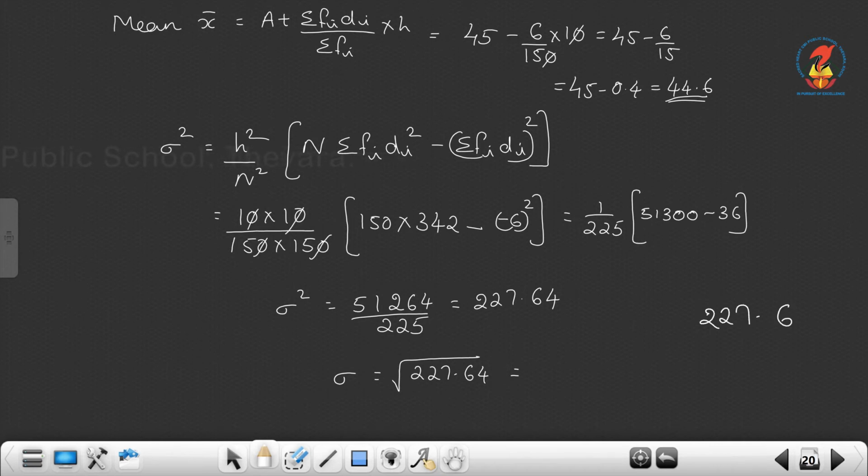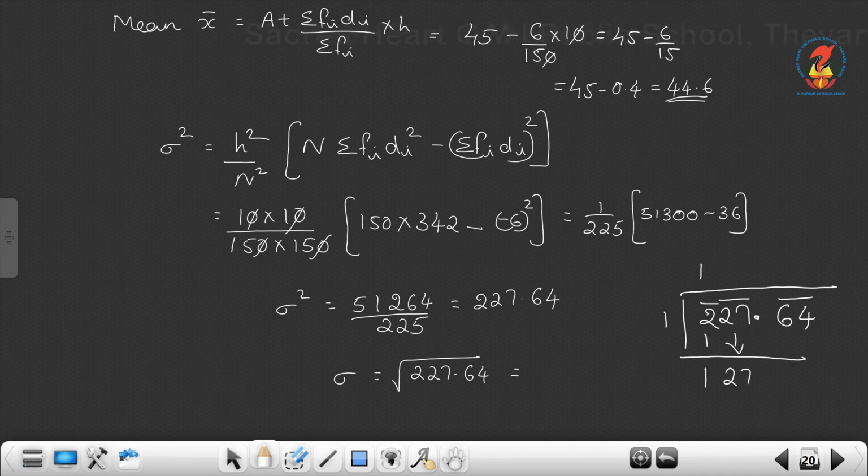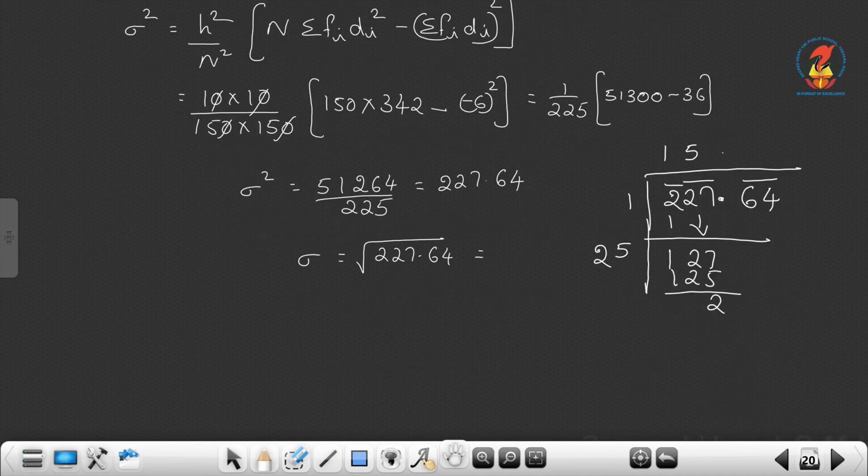Sigma, square root of 227.64. How to find it? How to group it? After the decimal point, from this side to that side, that is 2. Before the decimal point, from here to the left side. So 2 digits, 1 digit. So the square in 2 is 1. Subtract, write the next group, write the double of 1, that is 2. On the right side of 2, give the number which I can give: 5, not possible, 4. If I give 5, 125, okay, 5 we can write. So it is 2. Put the decimal point, write the next group. The next group is 64, so 264.